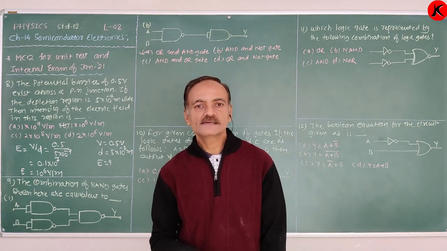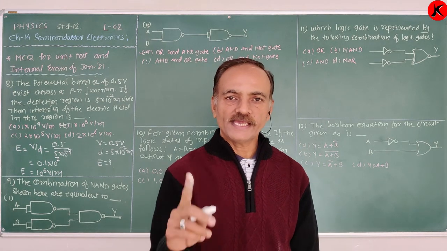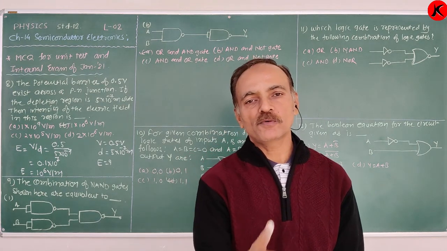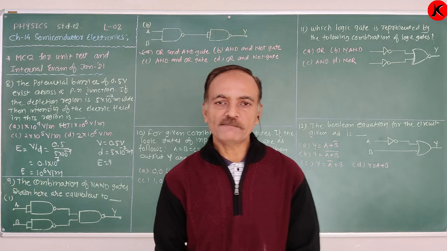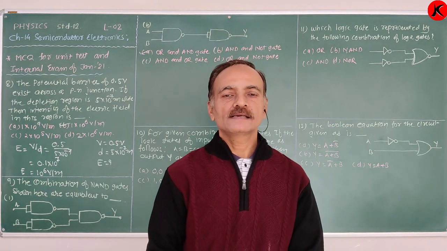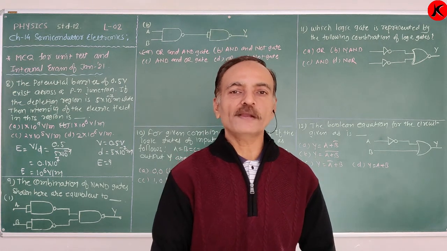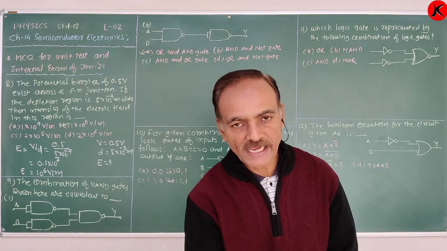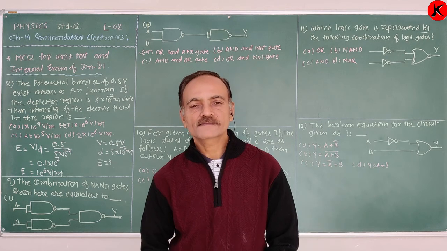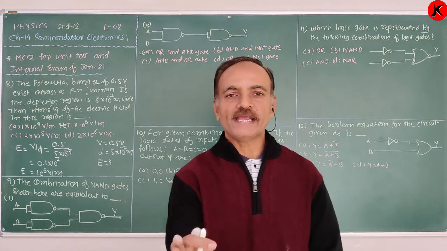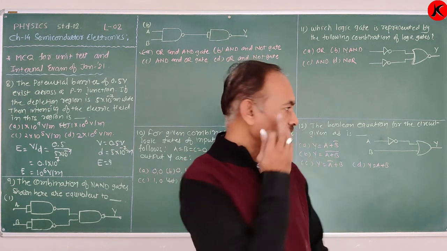Now for the NAND gate, the characteristic is 1, 1, 0. If both inputs are 1, output is 0 in case of a NAND gate. The NAND gate is prepared by giving the output of the AND gate as the input of a NOT gate. That means the combination of AND plus NOT gives the NAND gate. And the Boolean equation is y is equal to a dot b whole bar.